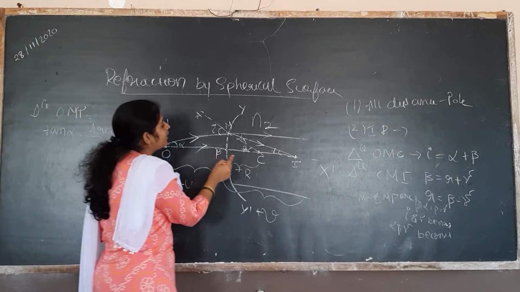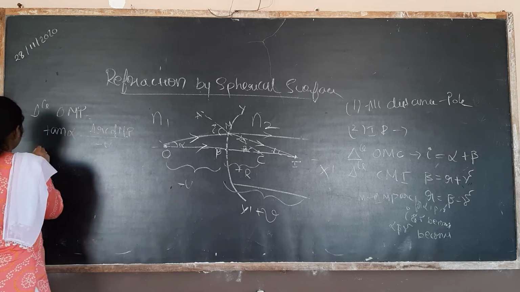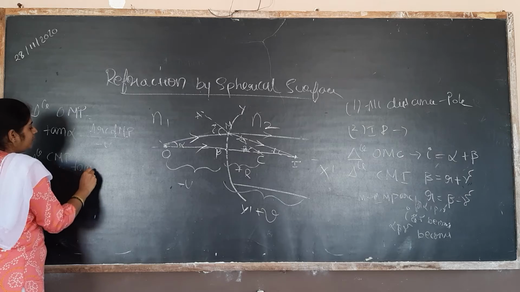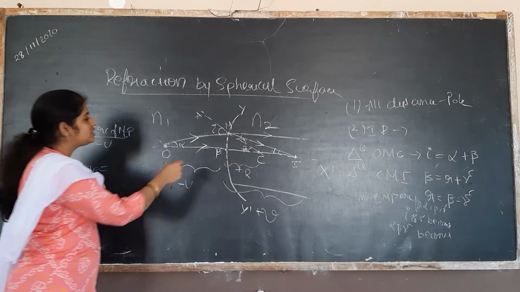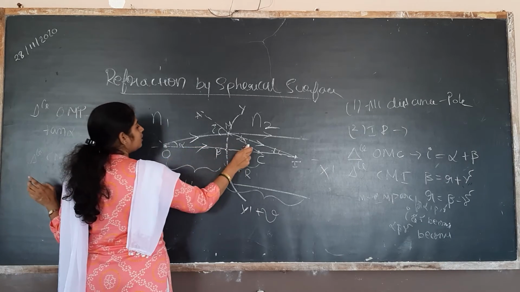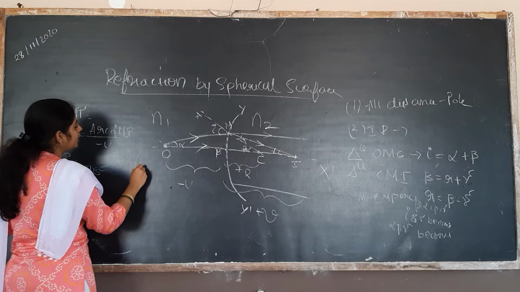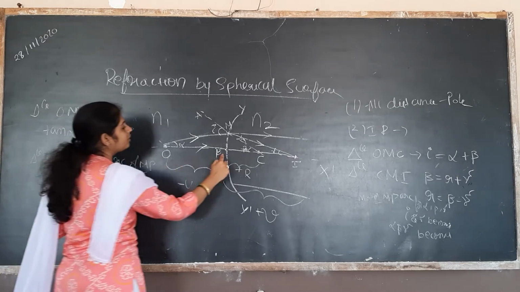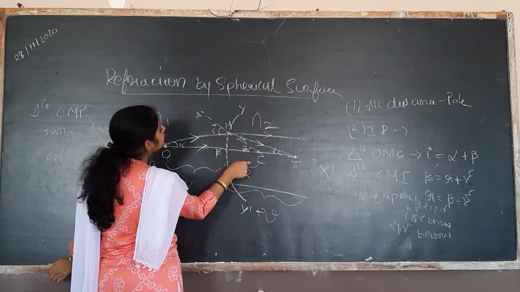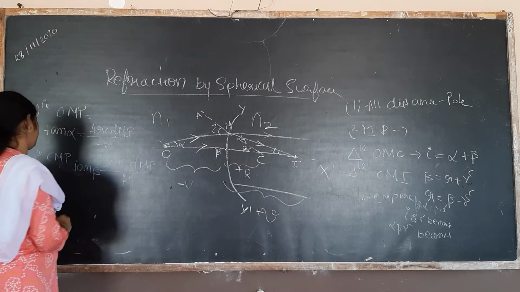Next, consider triangle CMP. In that, tan beta is equal to, once again this will act like an arc, so opposite, arc of MP, divided by the adjacent. What is that? PC. PC is nothing but the radius of curvature.